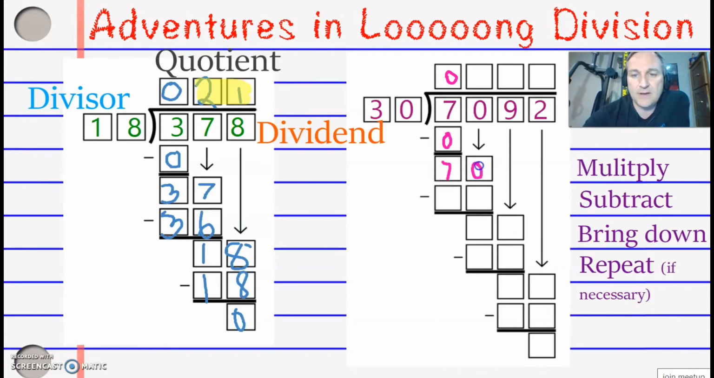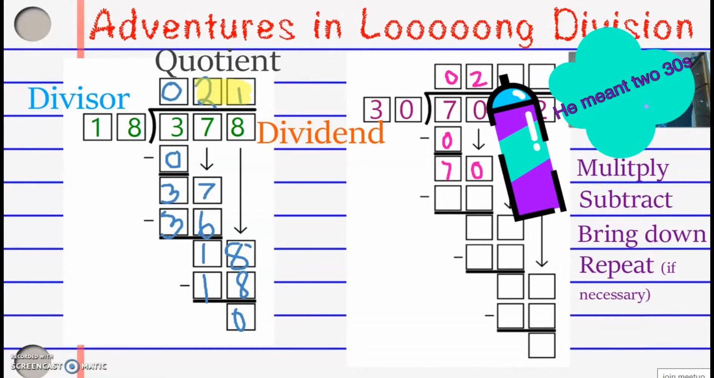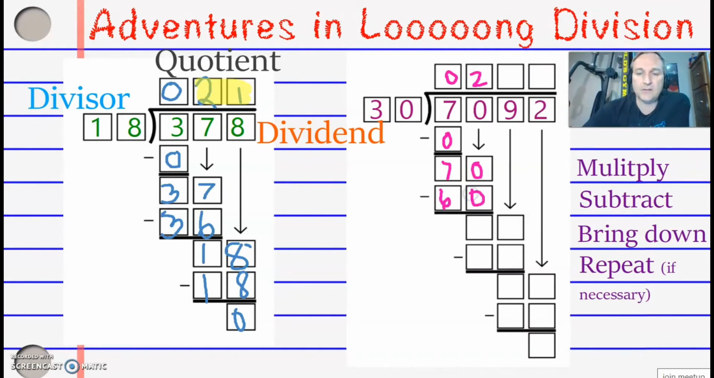And I drop my 7, and I have a 70. How many 30s fit into 70? Well, 2 30s make 60. 3 30s make 90, so that was too big. So 2 30s make 60. If you said 60, give yourself another bonus Halloween candy treat.